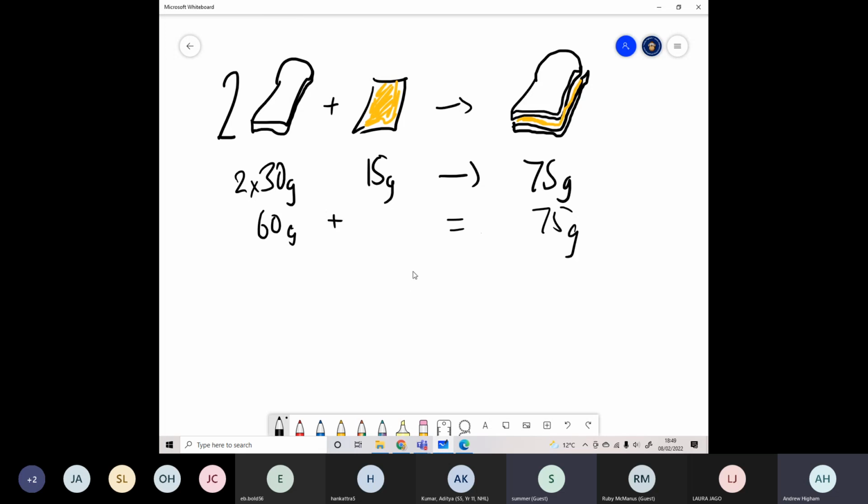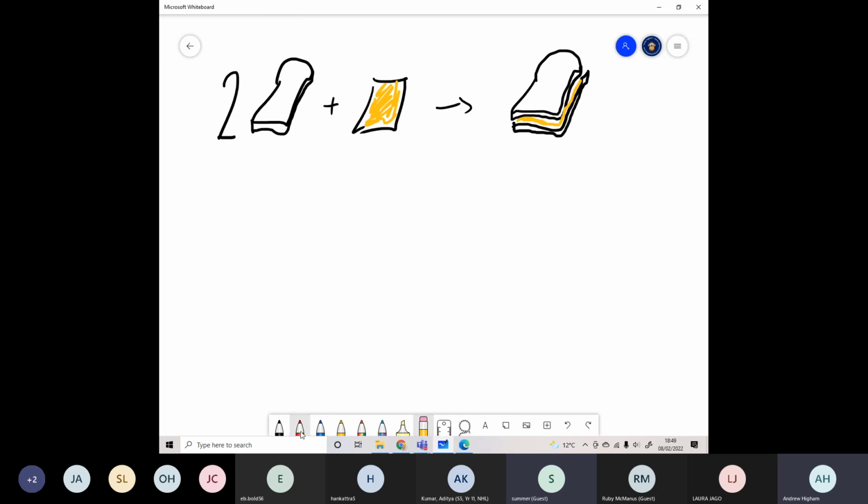Now, where we apply this idea of molar ratios is that we can use the MR, moles equals mass over MR. Just go with me, because this will be helping some people. So I'm going to say that each piece of bread was 30 grams, 1 piece of cheese was 15, and this was 75 grams. Okay?